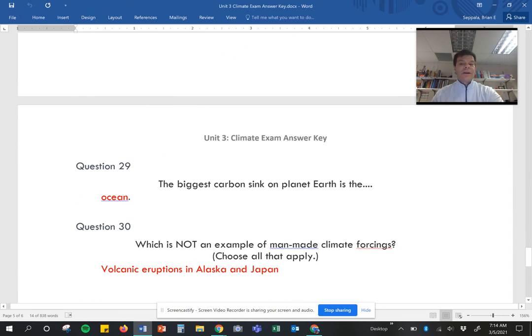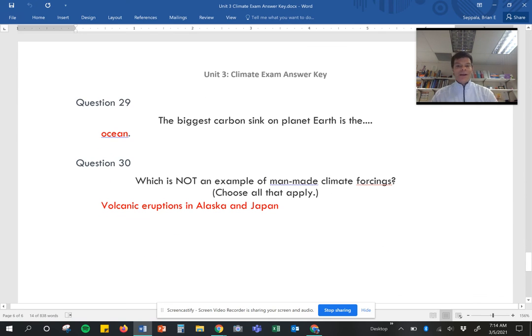Number 29, the biggest carbon sink on the Earth is the ocean. It's not the atmosphere. A lot of people said it was the atmosphere. The atmosphere is considered part of Earth, but if everything's going well, the ocean actually can hold way more carbon than the atmosphere. And number 30, not man-made volcanic eruptions. Unlike the disaster movies we watched, we are not causing volcanic eruptions.